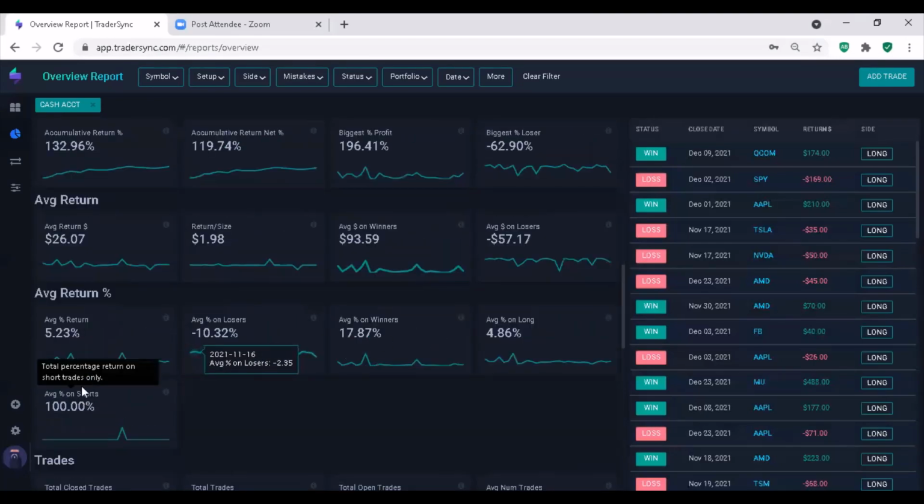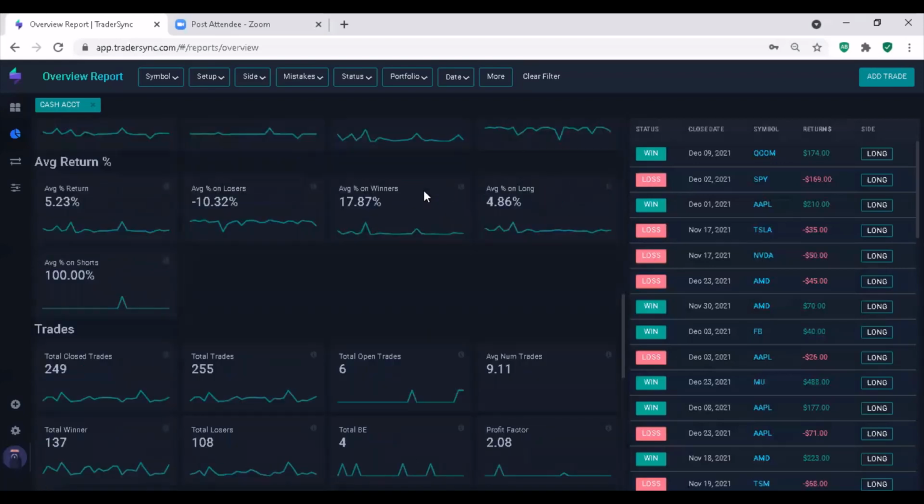They also have things like average return, losers and winners. Look, average return on losers, check it out, 10%. That was my average percentage loss on a loser. That's pretty good. Average on winners is about 70% more. So that shows you why I'm more profitable. Average dollar in winners, $93.50, almost 70-80% more than these. So this is what you want. You want your percentage winners to be a lot bigger than your percentage losers, because that's how you build your account over time.